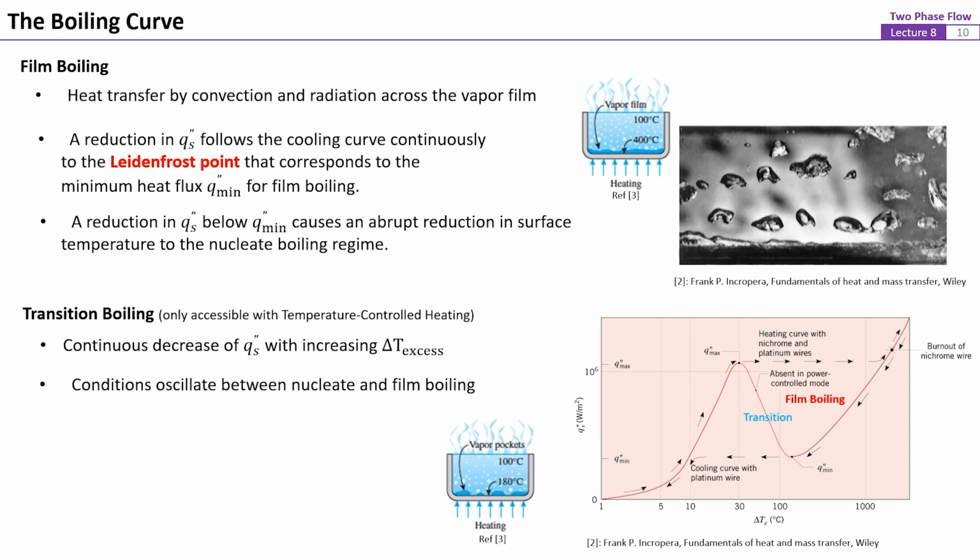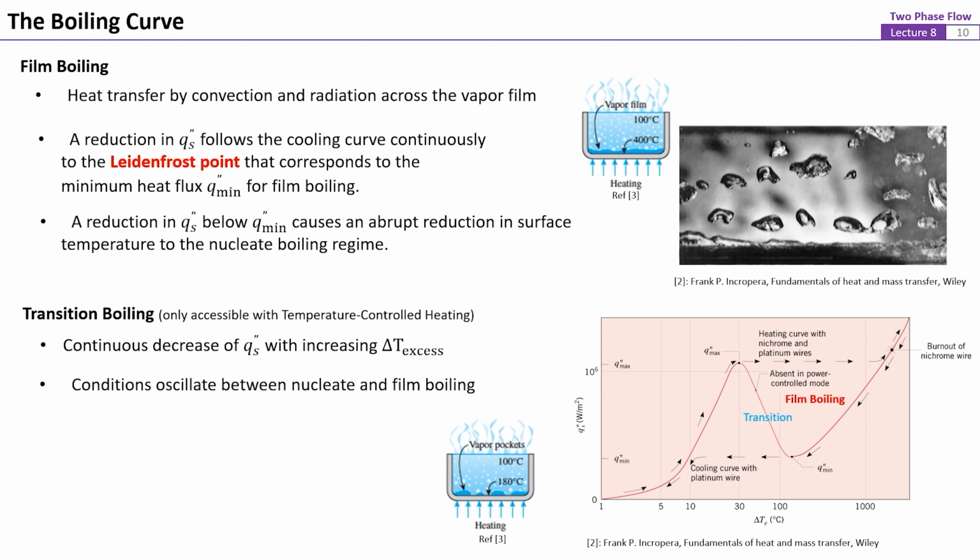Experimentally, this regime can be observed by reducing the heat flux following the cooling curve, and the excess temperature decreases correspondingly. The heat flux reaches a minimum value at the point called the Leidenfrost point. In this regime, the heat transfer from the hot surface to the surrounding liquid is mainly a combination of convection and radiation through the vapor film. Therefore, in the heating power-controlled boiling experiment, decreasing heat flux decreases the excess temperature, as shown by the cooling curve.